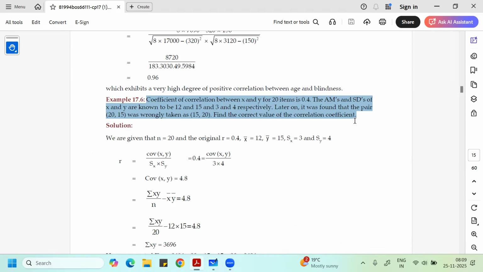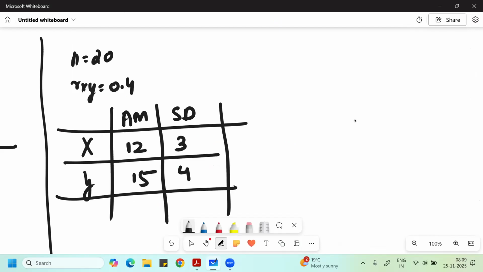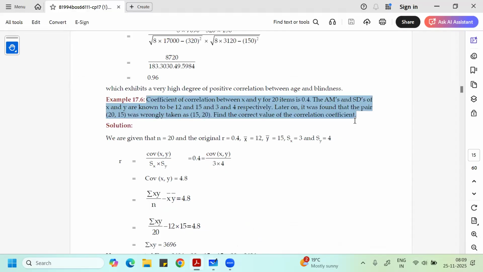Later on, it is found that the pair 20 comma 15 is wrongly taken as 15 comma 20. So one pair, 15 comma 20, is the wrong pair, and it should be 20 comma 15. Okay, so you need to correct this pair, and then you have to find the r value.